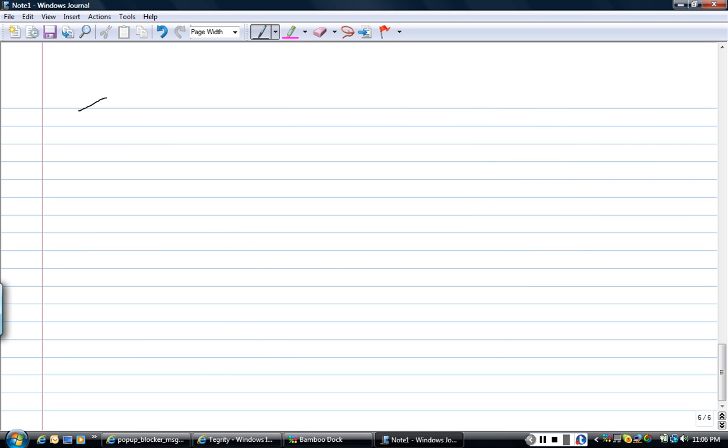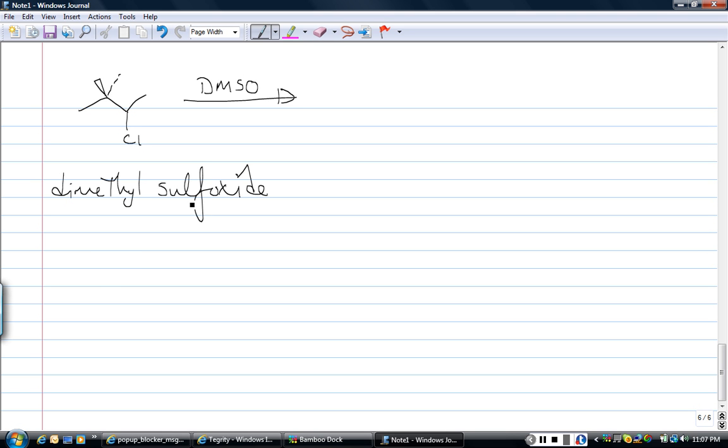If I take, let's say, this compound, and I simply dissolve it in a very polar ionizing solvent like DMSO. DMSO, by the way, is an acronym for dimethyl sulfoxide. It has a structure S double bond O, that's a sulfoxide group, and 2 methyls. It's an extremely polar organic solvent. The product of this reaction turns out to be this compound.